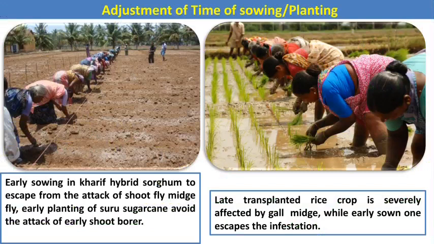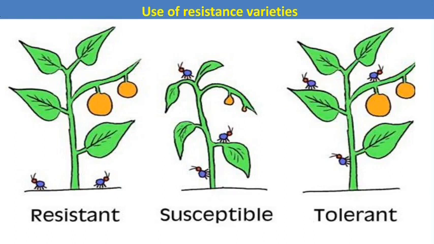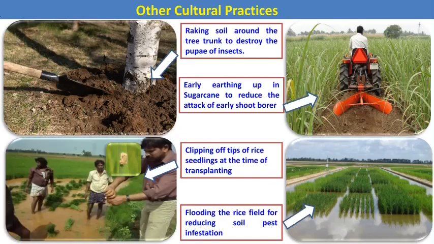Then adjustment of time of sowing and planting. Here, early sowing of Kharif hybrid sorghum helps escape the attack of the shoot fly. Early planting of sugarcane avoids the attack of the early shoot borer. It means that by adjusting the time of sowing or planting, we can prevent the pest population in that particular crop. Then use resistant varieties. There are three kinds: resistant varieties, susceptible varieties and tolerant varieties. In IPM, we can use different resistant varieties developed by plant breeders against particular pests in that particular crop.